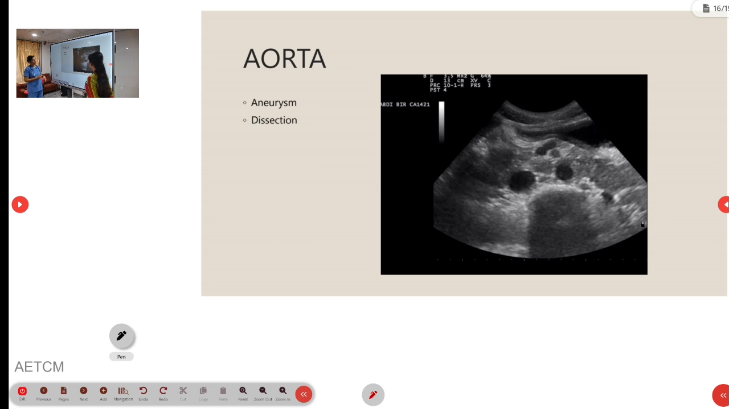Then we have to look for pneumothorax. What we will see is that lung sliding won't be there in case of pneumothorax. And if you put in M mode, we can see the barcode sign. Usually it will be the seashore sign. Can you tell them what the barcode and seashore signs are?